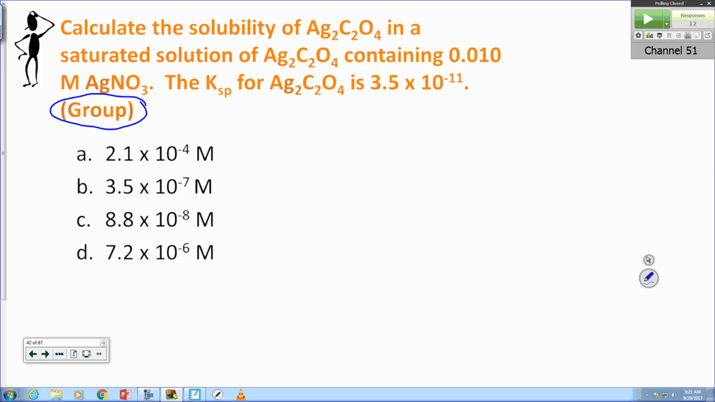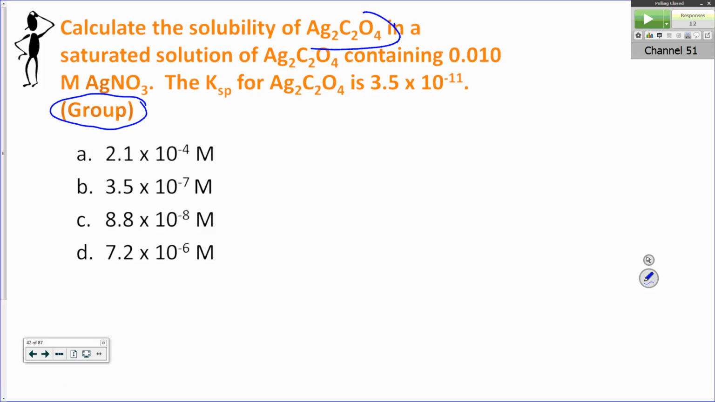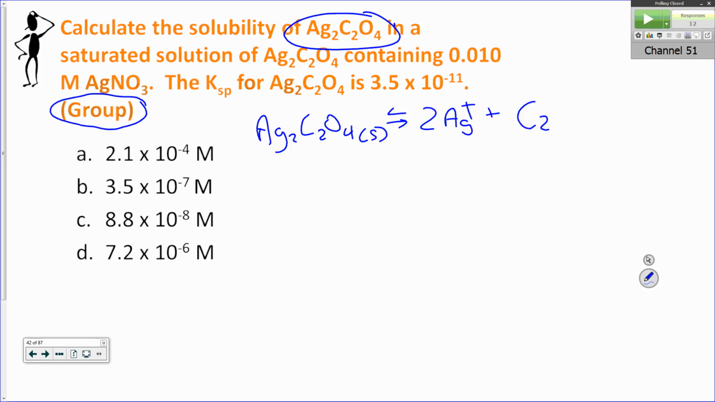Okay, so the thing you want to calculate the solubility of is this guy, your slightly soluble compound, silver oxalate. It's going to dissociate into 2 silver cations plus the oxalate ion. Now, on this system you've got silver nitrate, and I expect you to know from the solubility rules that silver nitrate is freely soluble.